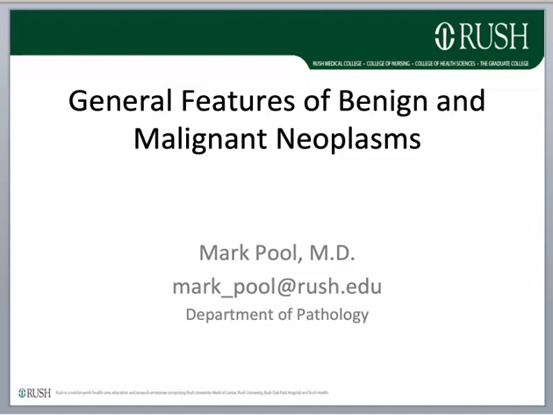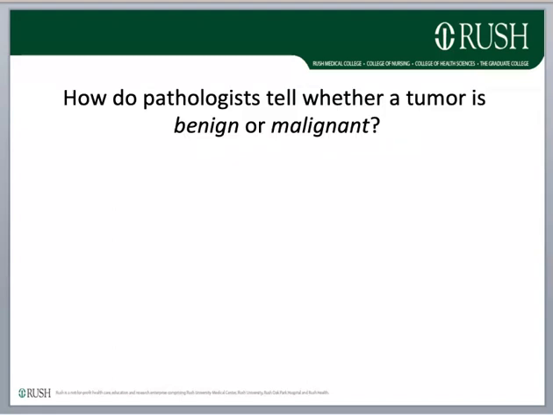Hi, this is Dr. Poole from the Department of Pathology, and I'm going to cover general features of benign and malignant neoplasms. So one of the key questions is, how do pathologists tell whether a tumor is benign or malignant? There's no magic or special secret knowledge that we acquire going through pathology residency, but the consistent application of general principles as we look at different neoplasms and determining whether they're benign or malignant. So that's what I'm going to share with you.